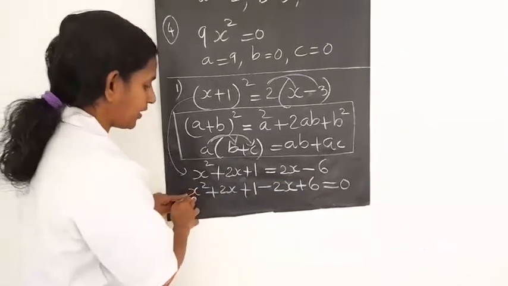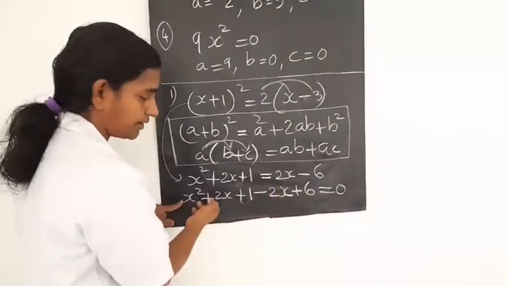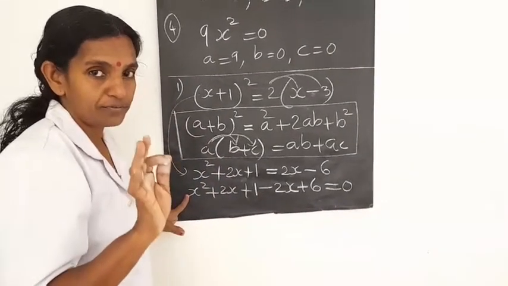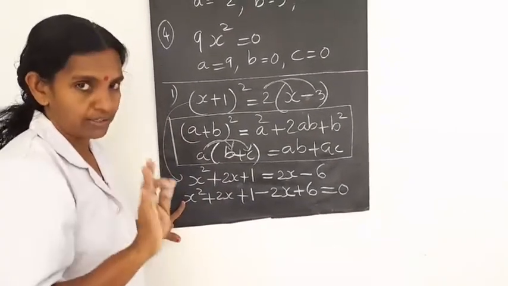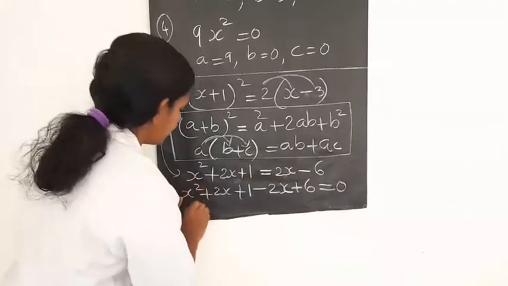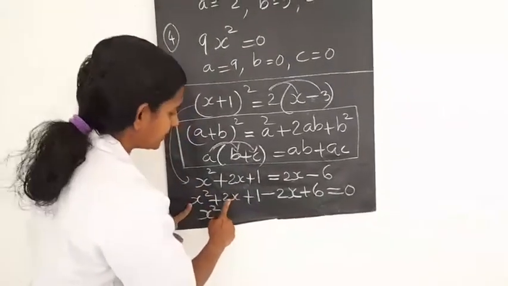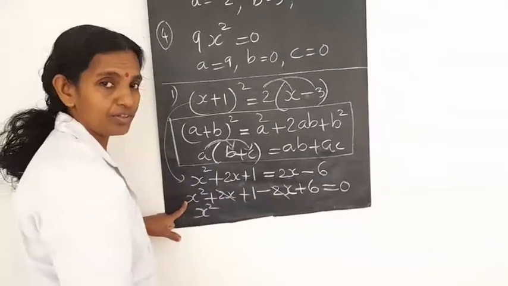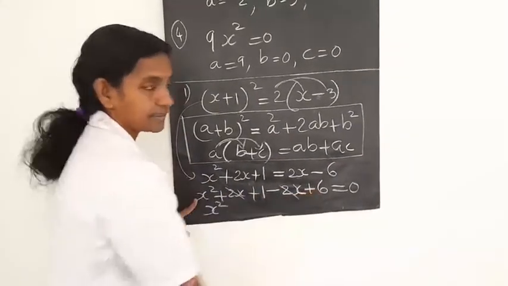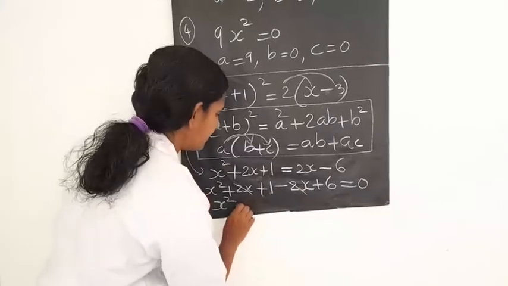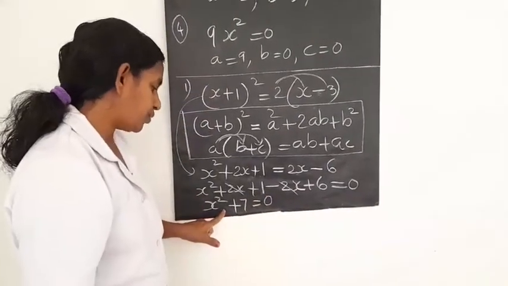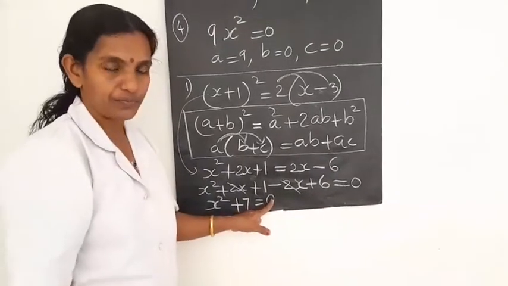Now we are simplifying this. The first term is x square. Any other x square term? No. And remember, like terms only we can add or subtract. So here it is x square. Next 2x and minus 2x, that we can cancel. Next 1 plus 6. What is that? Plus 7. That is equal to 0. So you got x square plus 7 equal to 0.